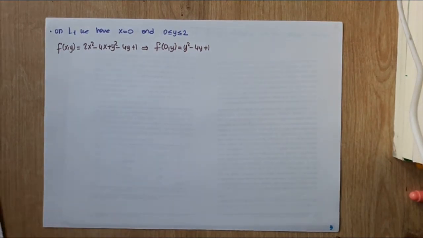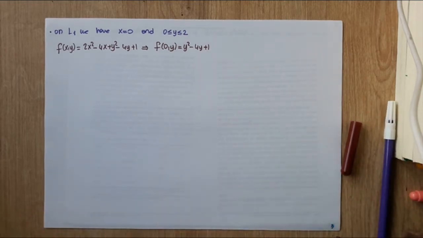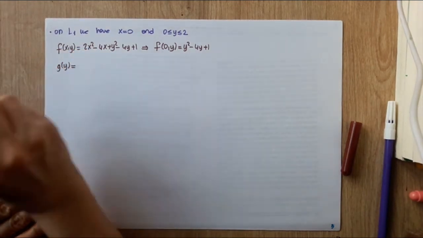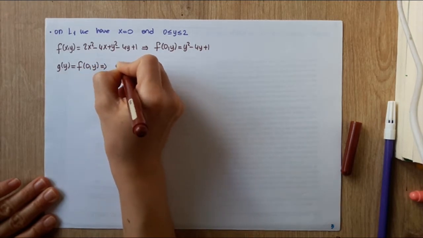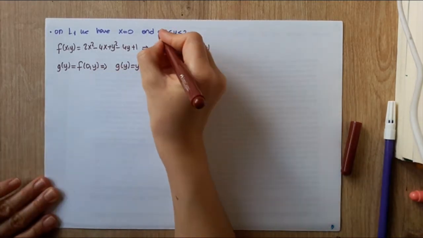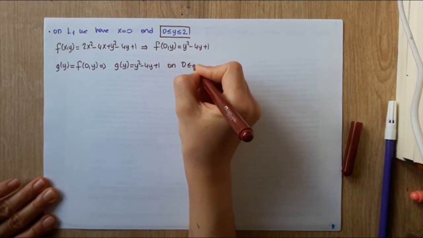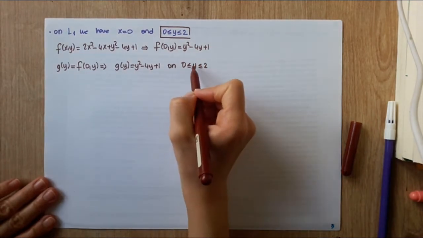So again, it is a little bit difficult to decide whether or not this is an increasing function, okay? Because of that, I will use the idea of single valued functions here. So I will define g of y like that, g(y) equals f(0, y), which is y squared minus 4y plus 1. And because we are on the interval 0 to 2, we have a single valued function and we have that interval.